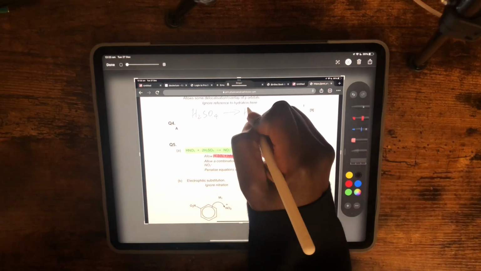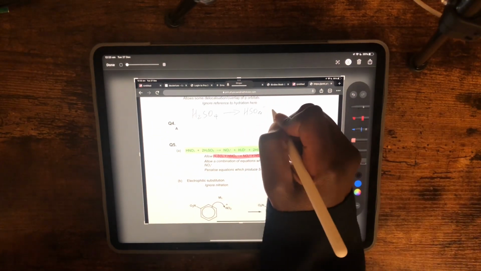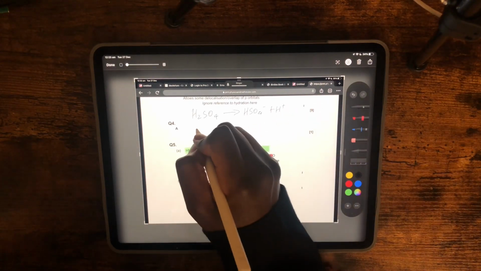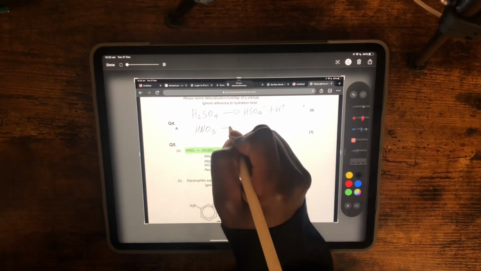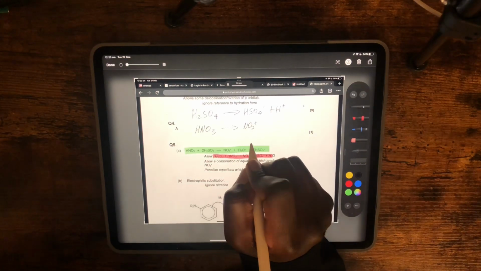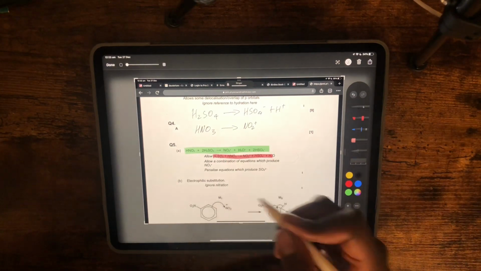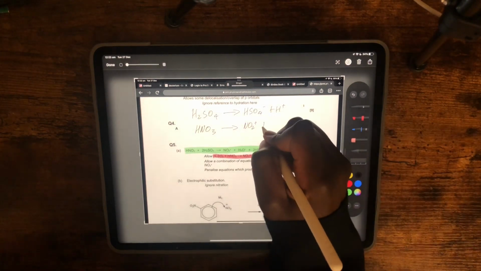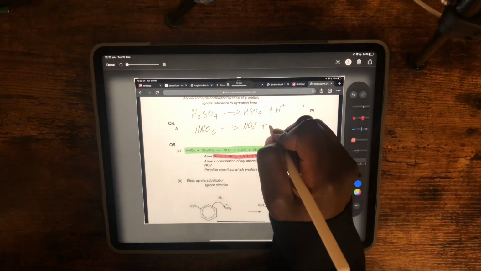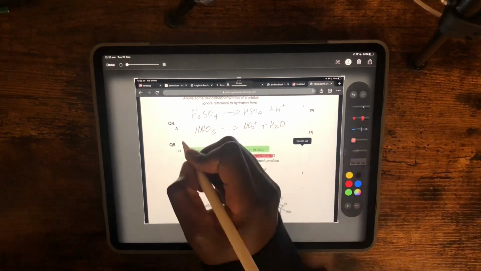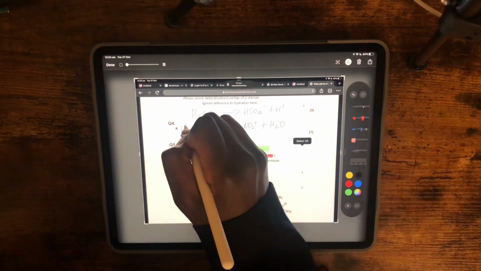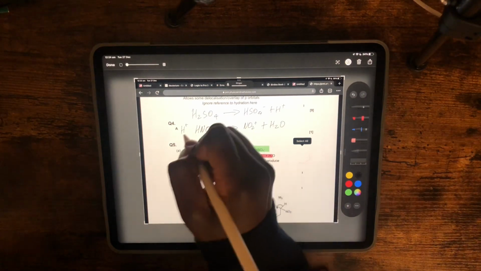H2SO4 goes to form HSO4- plus the H+, and that's balanced. HNO3 goes to form NO2+, but then we're left with one oxygen and one hydrogen. We usually use water to balance, so I add H2O, which leaves an H+ on this side. I have two hydrogens on this side and only one on the other, so I add the H+ here. Now the positive charges are balanced.